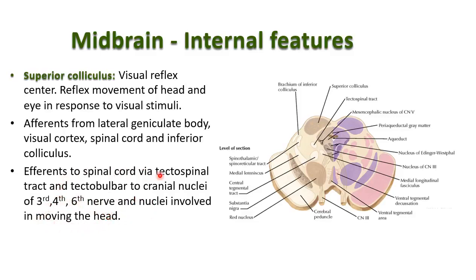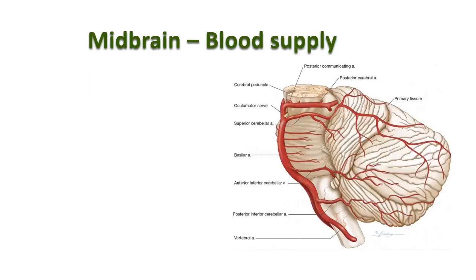So efferents go mainly to the spinal cord via the tectospinal tract, and corticobulbar to the nuclei supplying the extraocular muscles of the eyeball, and also moving your head muscles. So these are mainly the connections of the superior colliculus, which is a visual reflex center.